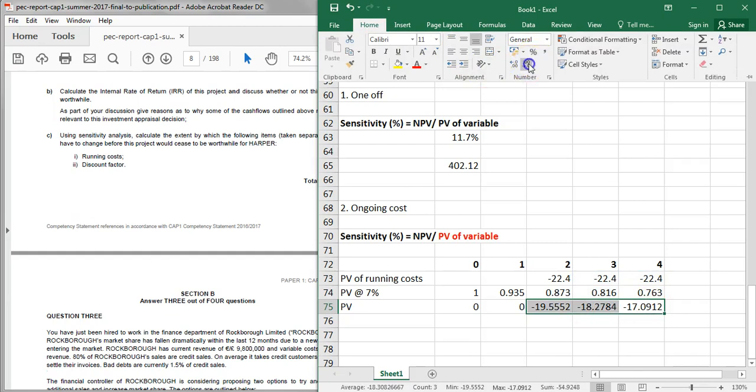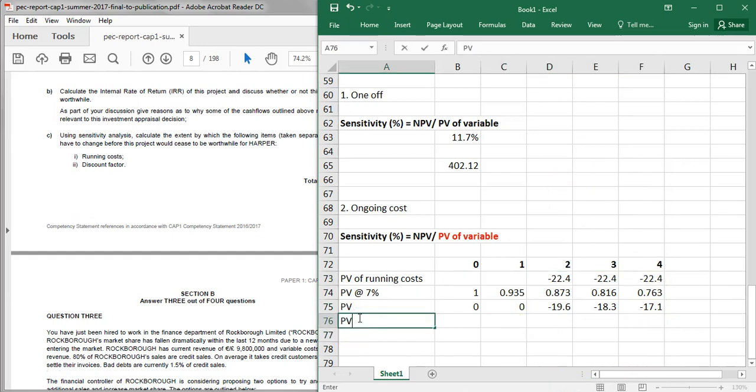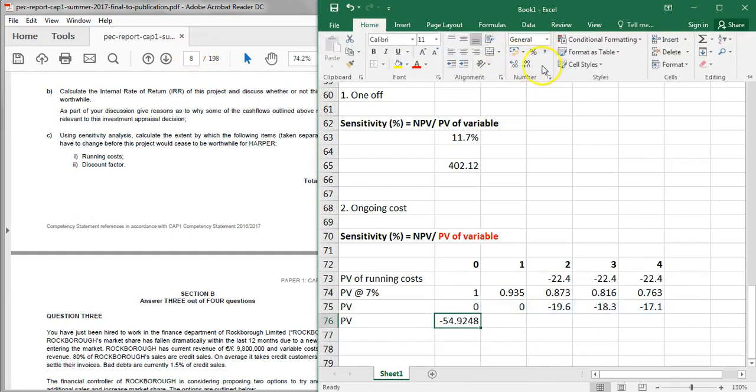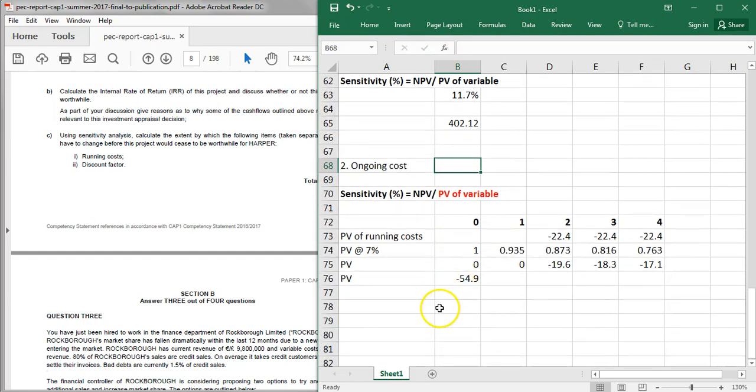So for the life of the project, although the full running costs, if we add them up, are about 67,000 euro, the present value of them in today's money will be about 55,000. So that's what we're interested in when we're doing sensitivity analysis. It's 54.9.